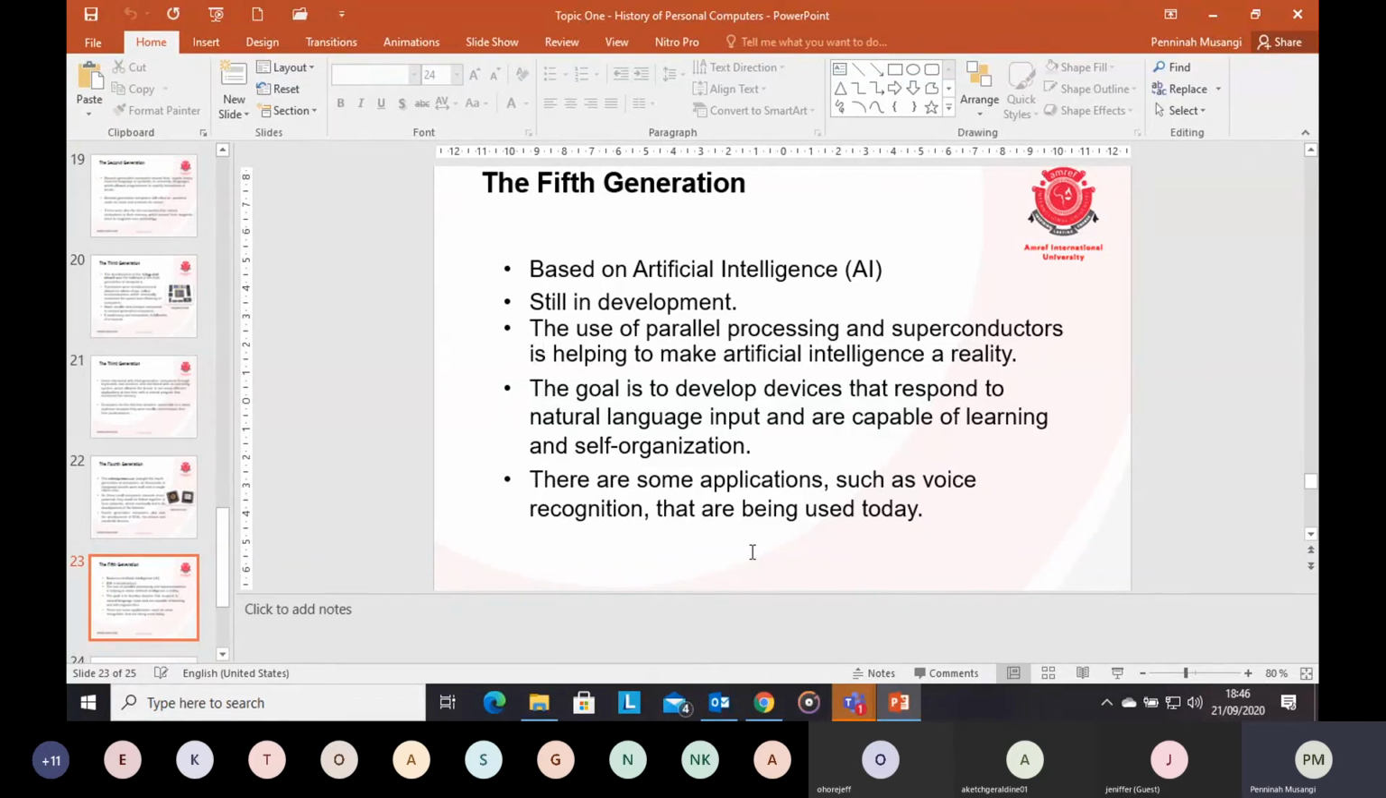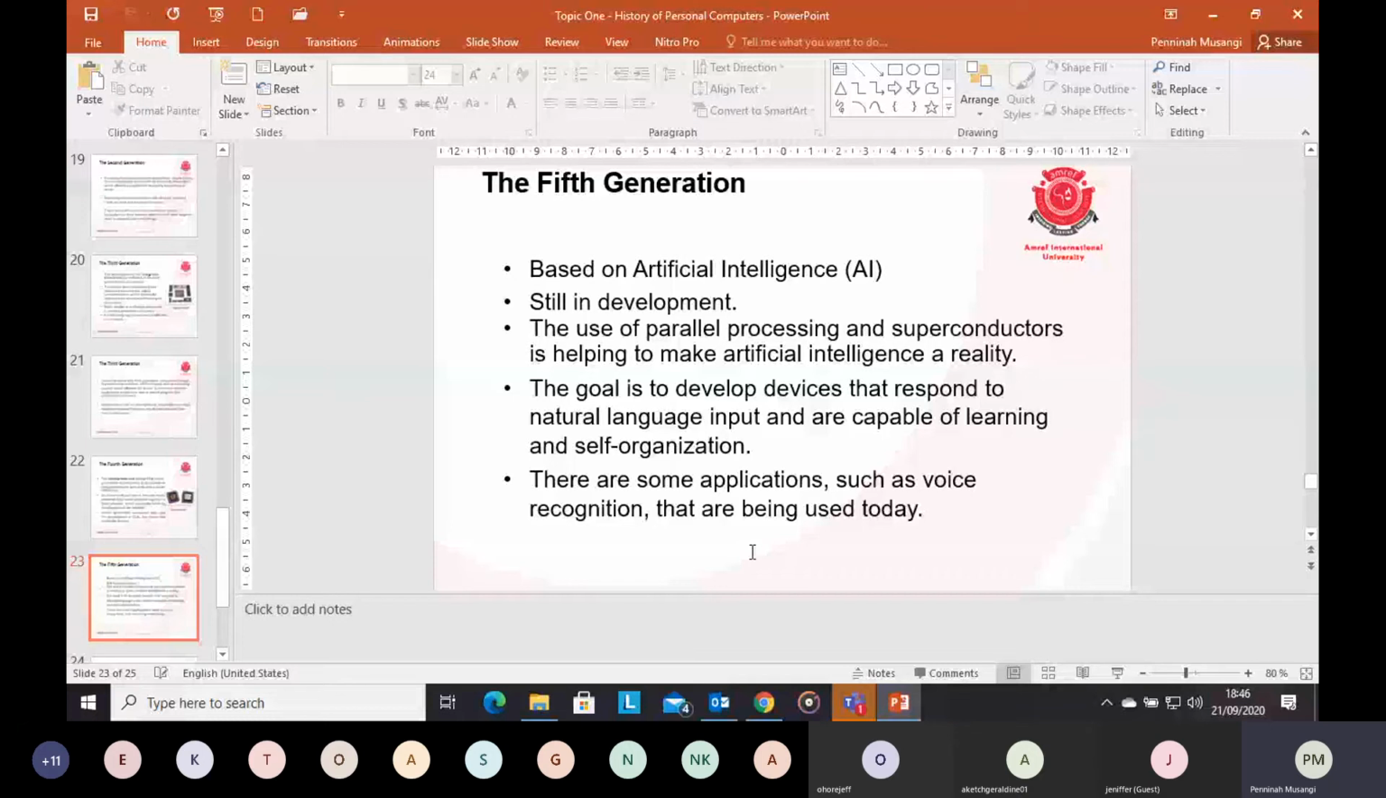And another goal for the 5th generation is to have devices that respond to natural language input. For instance, if you are searching from a computer, you can speak to it instead of typing. It depends on your English, how you pronounce, and whether you have a mother tongue interference and all that. But you can speak to a computer and it types or searches what you say.